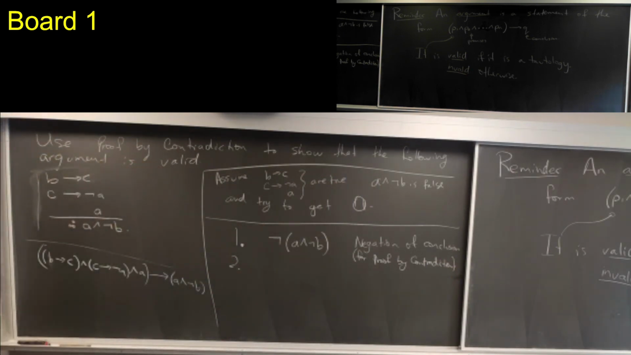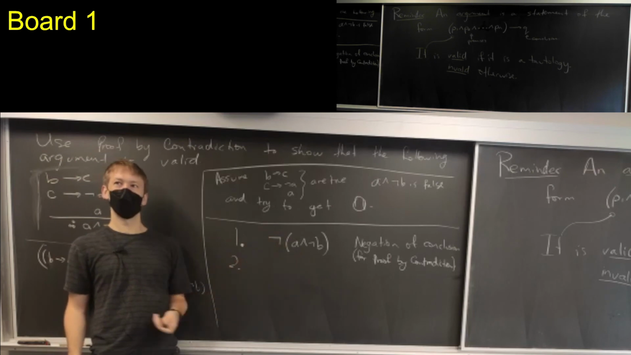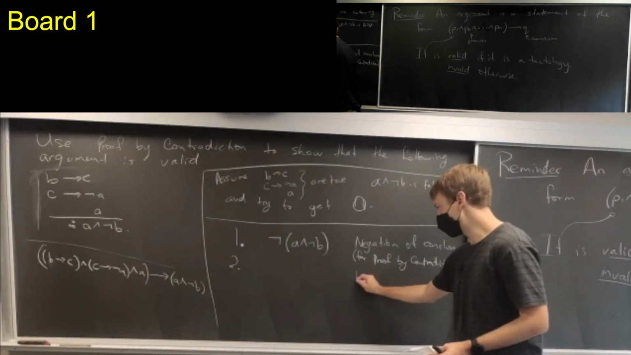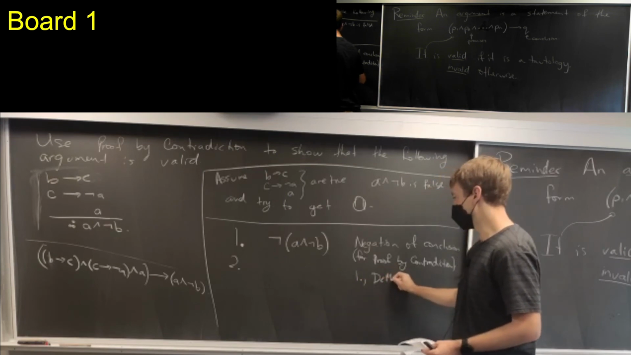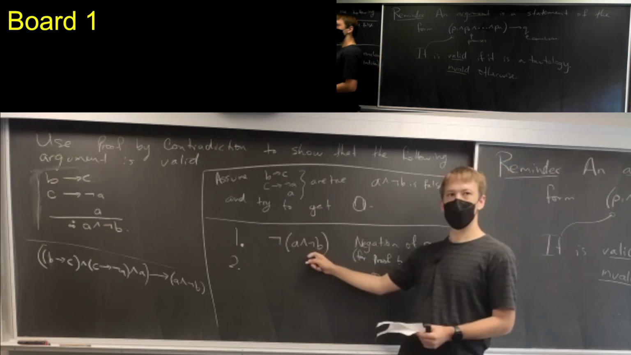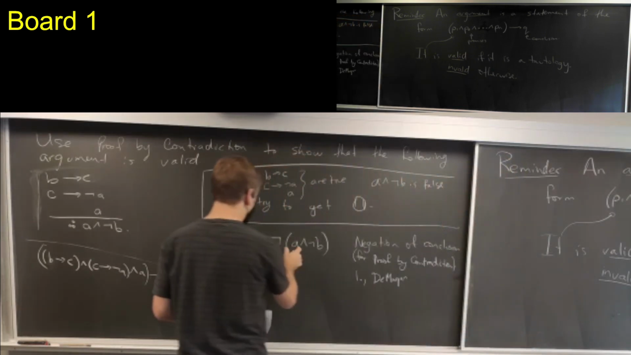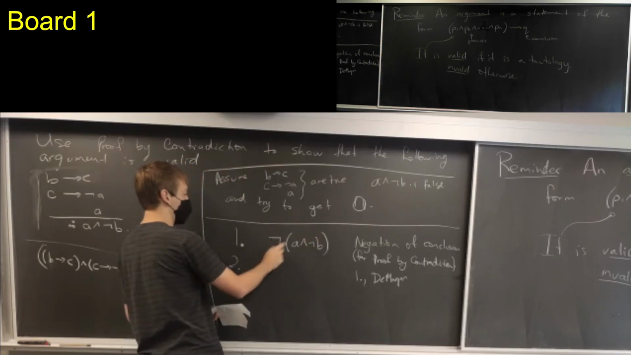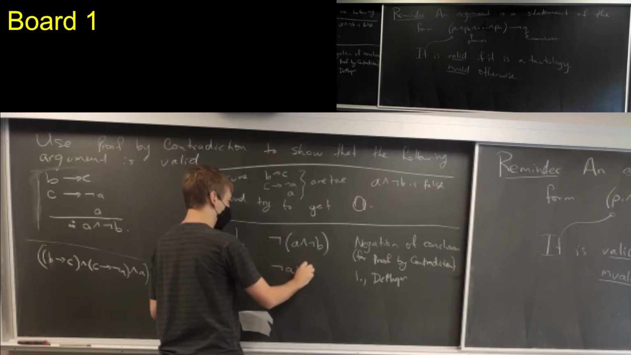For the second line, what I'm going to do is apply De Morgan's law to this. So what do I get if I do that? My second line, I'm going to say 1 and De Morgan. Right, exactly. The not goes inside and it switches the and to an or. So exactly, not A or B.